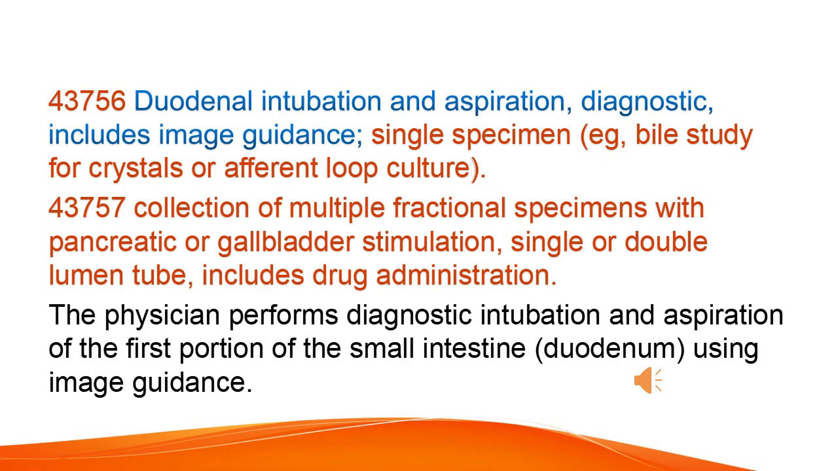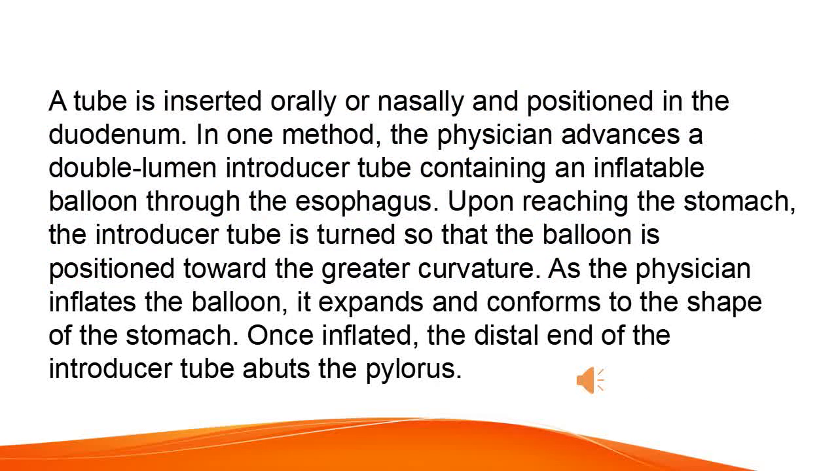Duodenal intubation and aspiration, diagnostic, includes image guidance, single specimen, e.g., bile study for crystals or afferent loop culture. Collection of multiple fractional specimens with pancreatic or gallbladder stimulation, single or double lumen tube, includes drug administration. The physician performs diagnostic intubation and aspiration of the first portion of the small intestine, duodenum, using image guidance. A tube is inserted orally or nasally and positioned in the duodenum.